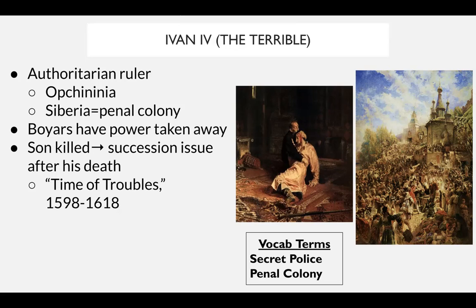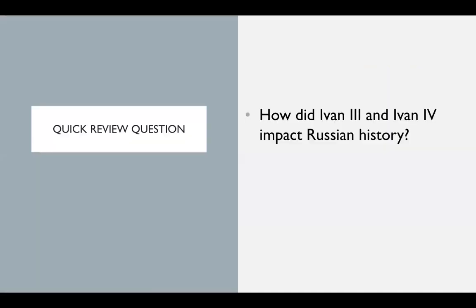So the Time of Troubles is going to be a civil war about who is going to succeed Ivan IV, and it is going to result in Russia losing territory, but it's also going to result in eventually a certain guy winning. And this guy, well, he belongs to a family known as the Romanovs. And the Romanovs, as we're going to see in a second, are going to be the ones who will declare victory during the Time of Troubles, and they're going to establish yet another powerful ruling family in Russian history. Again, a characteristic of absolutism. So you should be able to describe the impact of both of these Ivans.